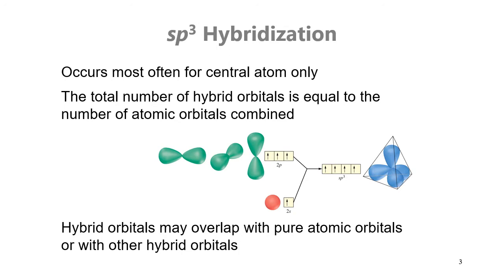The total number of hybrid orbitals is equal to the number of atomic orbitals combined. For example, 1 from s and 3 from p, so altogether it is 4, right? So 4 orbitals for sp3. Hybrid orbitals may overlap with pure atomic orbitals or with other hybrid orbitals.